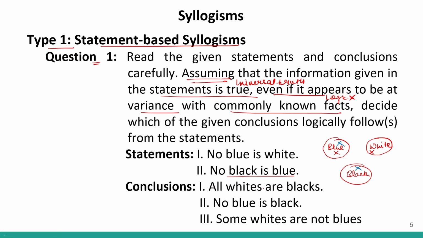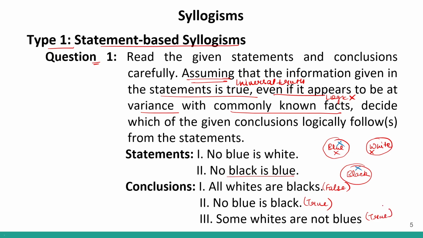Now let us look at the conclusions. The first conclusion says all white are blacks. This is not true because all white are black can be a possibility, but it is not 100% true. Therefore, this is false. Second one says no blue is black. Again, I can see blue and black have the same colored cross, so this one is true. Third one says some whites are not blues. This is correct because they are not overlapping. So this is also true. So basically conclusions 2 and 3 are true.